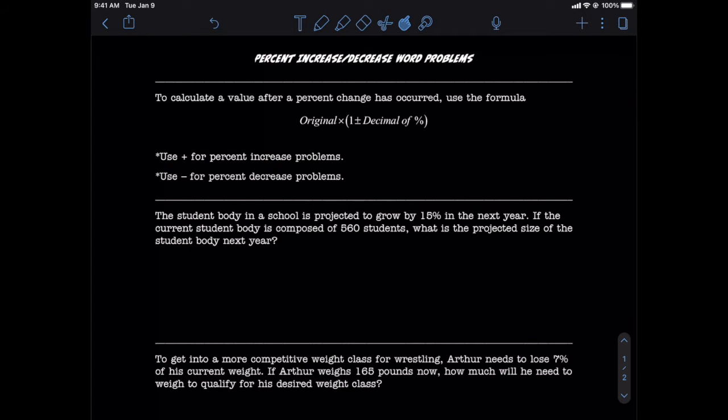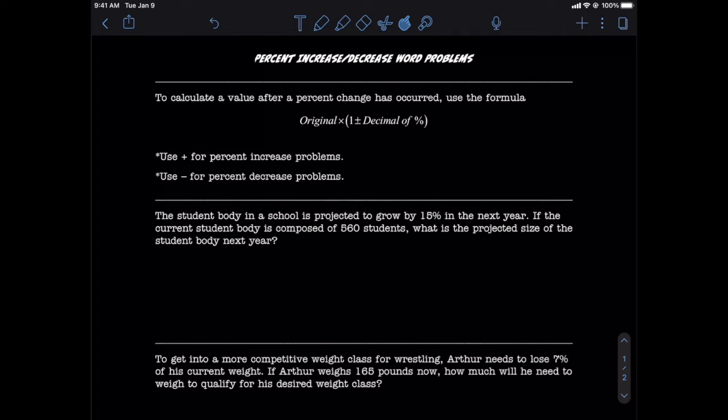Hello, today we are going to be using the percent increase decrease formula to calculate value after a certain amount of percent change has occurred. You can see the formula on your screen here. It's very easy to use. It's just your starting amount, also known as your original, times 1 plus or minus the decimal equivalent of your percent.